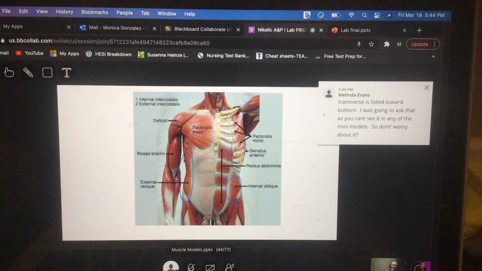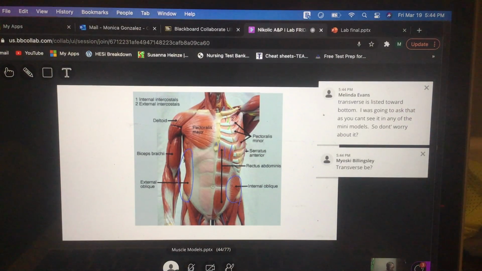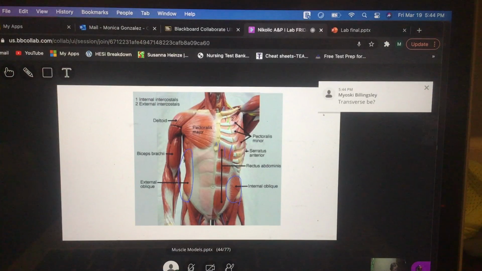And then this layer here, transverse is listed toward the bottom. Oh, is it listed toward the bottom? Where? Oh, it is. It's not on here. So I don't know what they're going to do. It's just not physically on here.